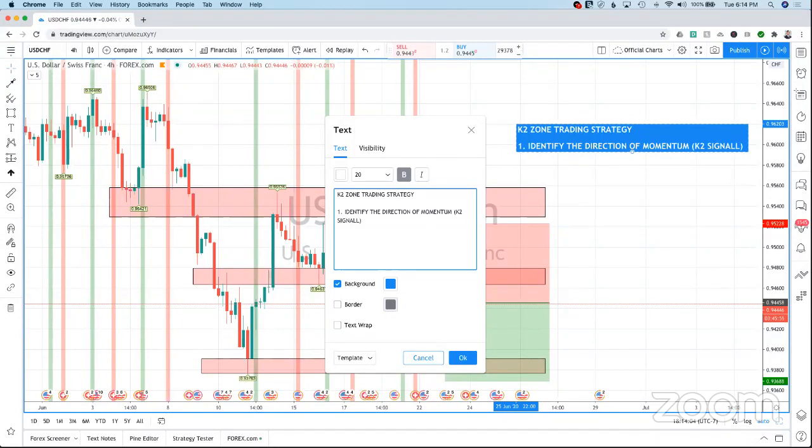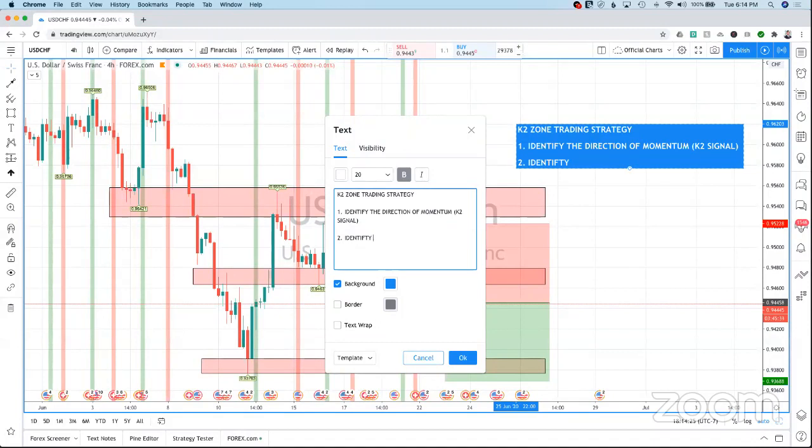From the K² signal. Next, you want to, so there's 2 different entries, but this is going to be the one for this specific trade. There's 2 ways to enter a trade using this strategy, but this is probably the most common one because a lot of people don't catch the other one.